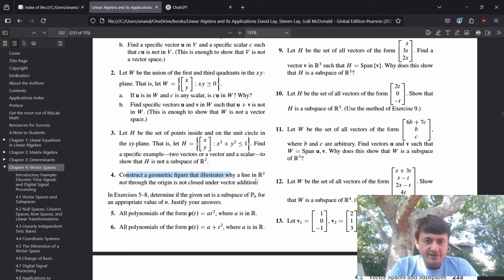Construct a geometric figure that illustrates why a line not through the origin is not closed under vector multiplication. Ooh, this is a good one.